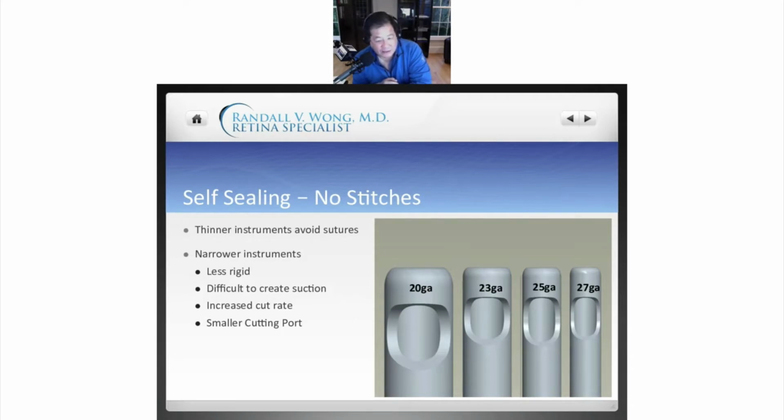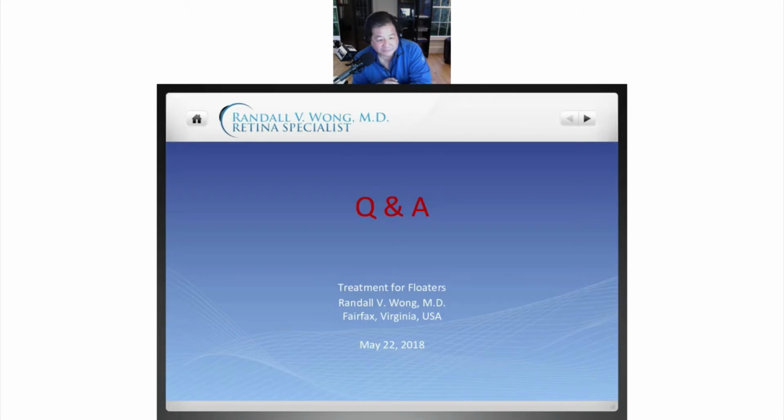So I'm a big proponent of 25 gauge. Going from 20 gauge to 25 gauge, I think decreases the chance of engaging vitreous, which means there's less chance of you pulling or tugging on the vitreous, which could cause a tear in the retina. I'm not a big fan of 23 gauge or 27 gauge at this point for various reasons, but I think the big game changer was going from 20 to 25 gauge.